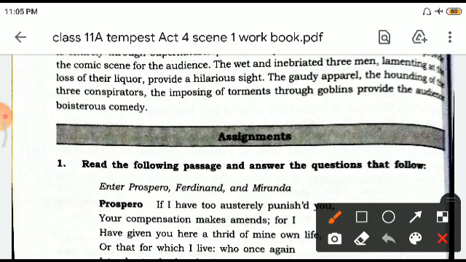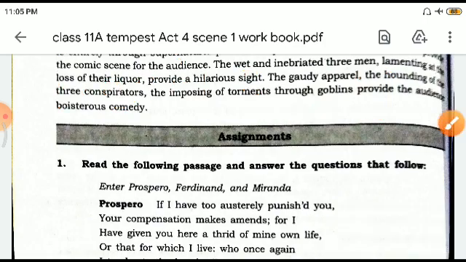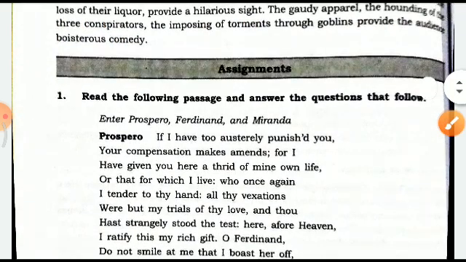And this is what this Act 4, Scene 1 is all about. Now see the first extract here. It is a discussion between Prospero, Ferdinand and Miranda.